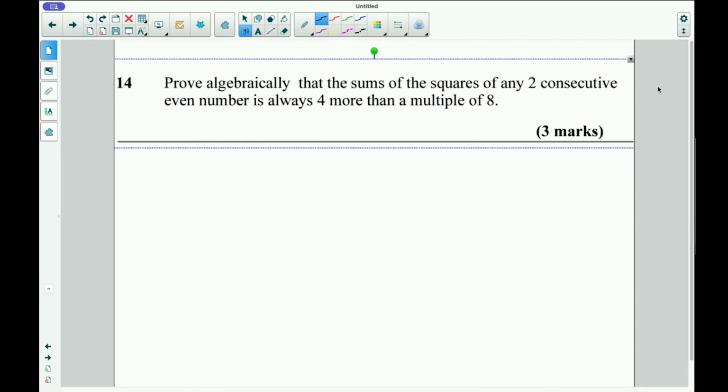So it says, prove algebraically that the sum of the squares of any two consecutive even numbers is always 4 more than a multiple of 8. Okay, so a lot happening here. And especially that last portion, I think, is the part where a lot of you guys will struggle.